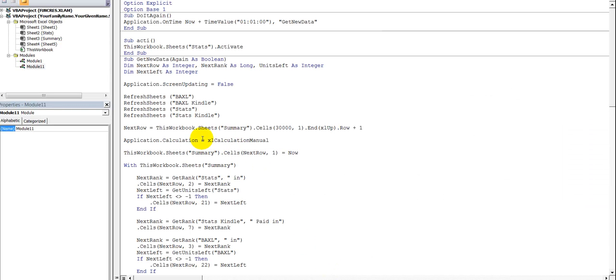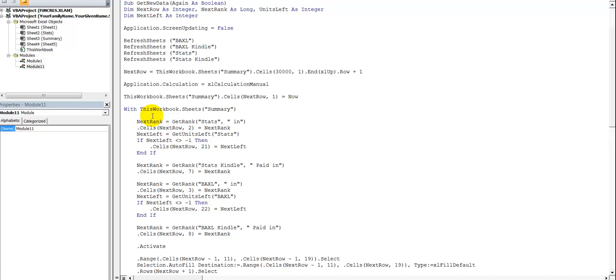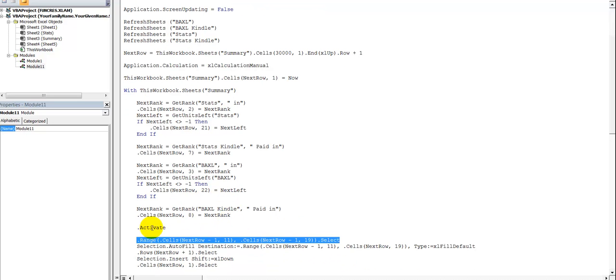So where are we? We are still in this subroutine, in the with block again. Activate was what we just talked about. So here's the next line. This is still in the with block, so really this isn't just dot range. Again, it's this workbook dot sheets summary dot range.